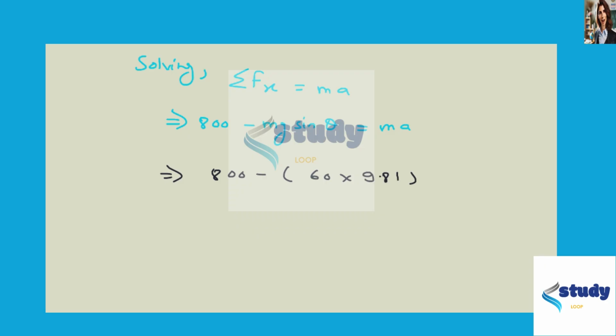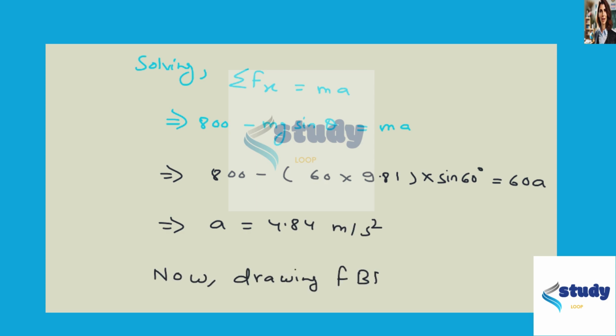Now going forward, solving summation of Fx is equal to ma. So I am just writing an equation. So this is the equation. Now we can write it like this. I just put the value of mg sin theta as well as m here. So a is coming as 4.84 meter per second square.